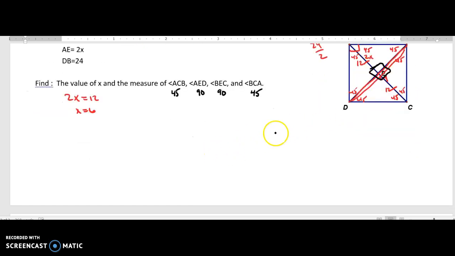Okay, so go ahead and try the rectangle assignment, and if you have any questions, let me know.